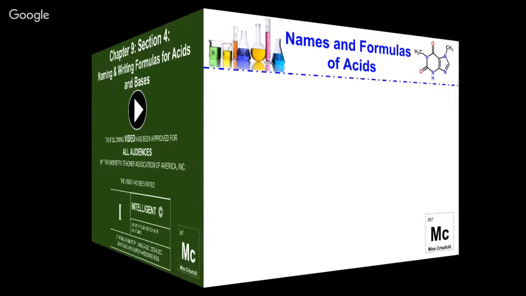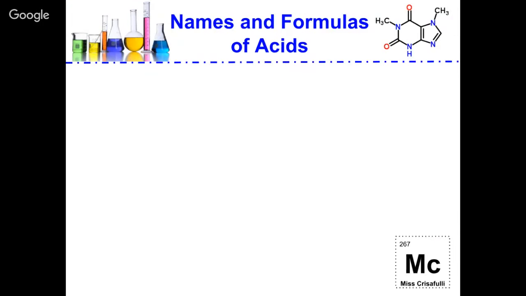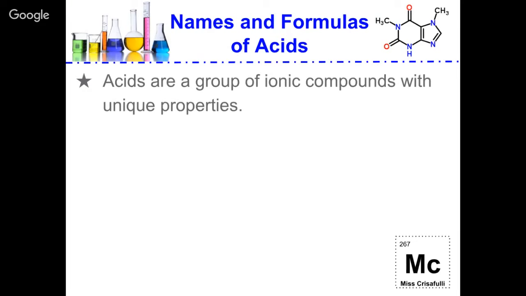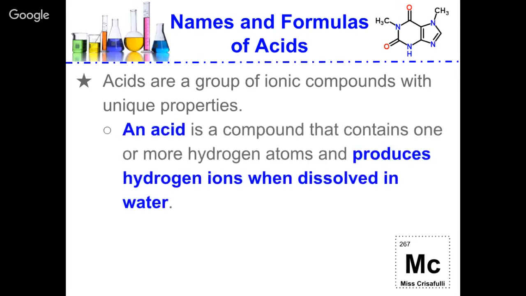So let's talk about how to name and write the formula for acids. Acids are a group of ionic compounds with unique properties. An acid, by definition, is a compound that contains one or more hydrogen atoms and produces hydrogen ions, those are H pluses, when dissolved in water.